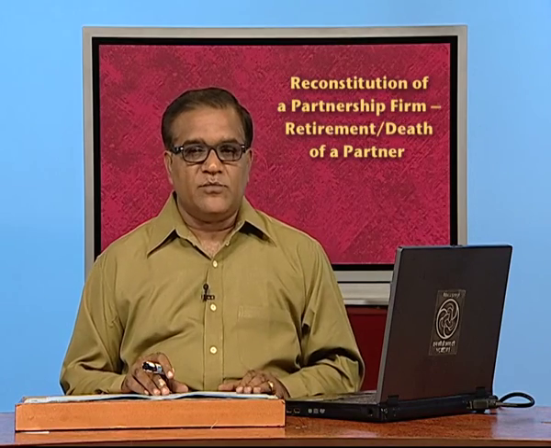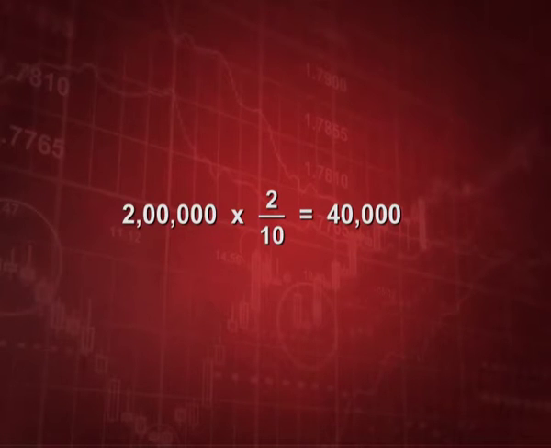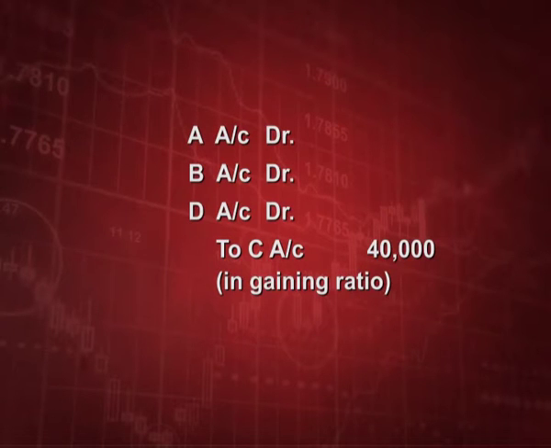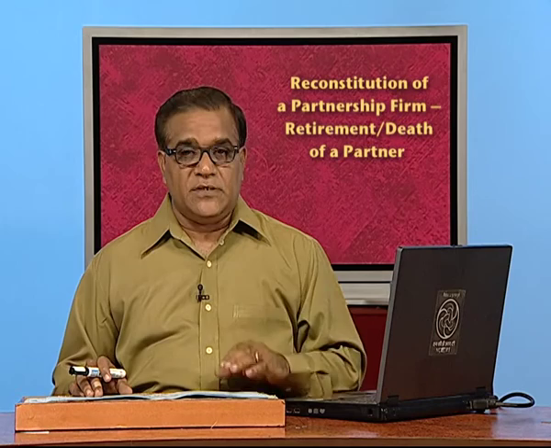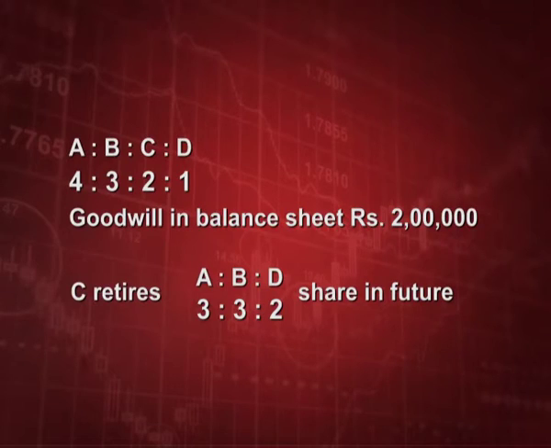Now, who is retiring? Mr. C. His share is 2/10, that is 2 lakh into 2/10, that is 40,000. Mr. C will get 40,000 and he will be credited. Normally, what we do is A, B, D debit to C. So, that makes C gaining 40,000 and A, B, D will be giving 40,000. But let us see if somebody is sacrificing among the existing partners. Let us see the question again.